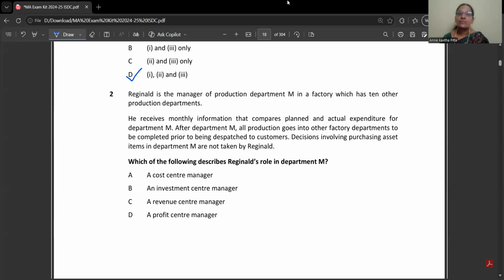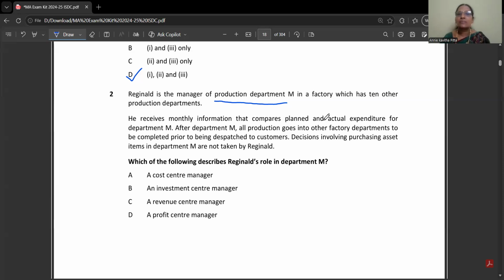Now, the question is, which of the following describes Reginald's role in Department M? So, Department M basically is a production department. Let's talk about cost centers. Cost centers are where only costs are incurred. Examples are the production department, HR department, some of the departments in the organization where only costs are incurred. There is no source of revenue that is generated. So the first line itself says that it's a production department, and a production department comes under the category of cost center.